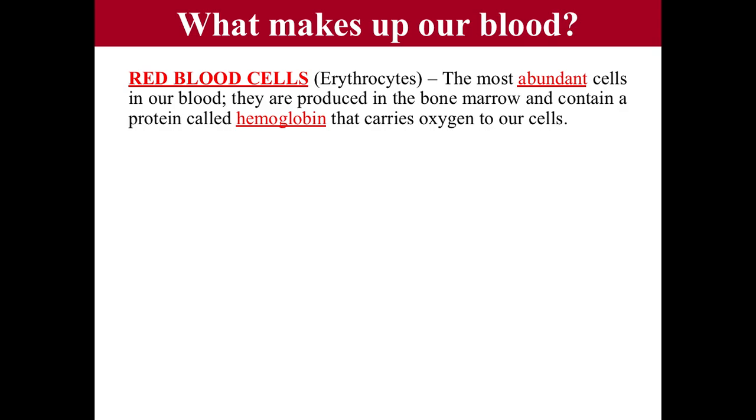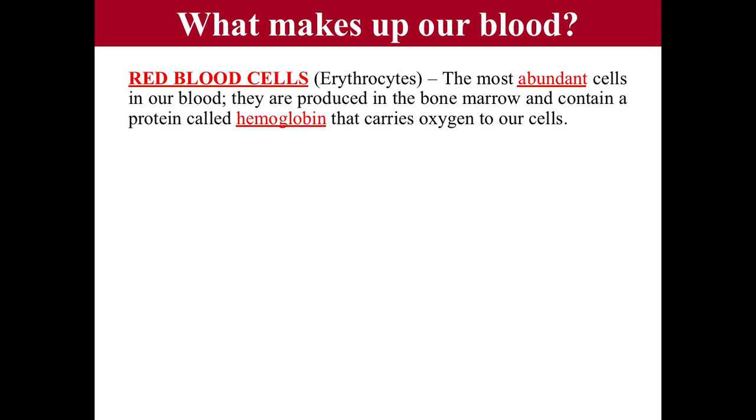The first of which are the red blood cells, which are known as erythrocytes. Now, these are the most abundant cells in our blood. They are produced in the bone marrow and contain a protein called hemoglobin that carries oxygen to our cells. So, we are going to be dealing with red blood cells quite a bit because they're the most abundant and they play a big role in determining blood types.